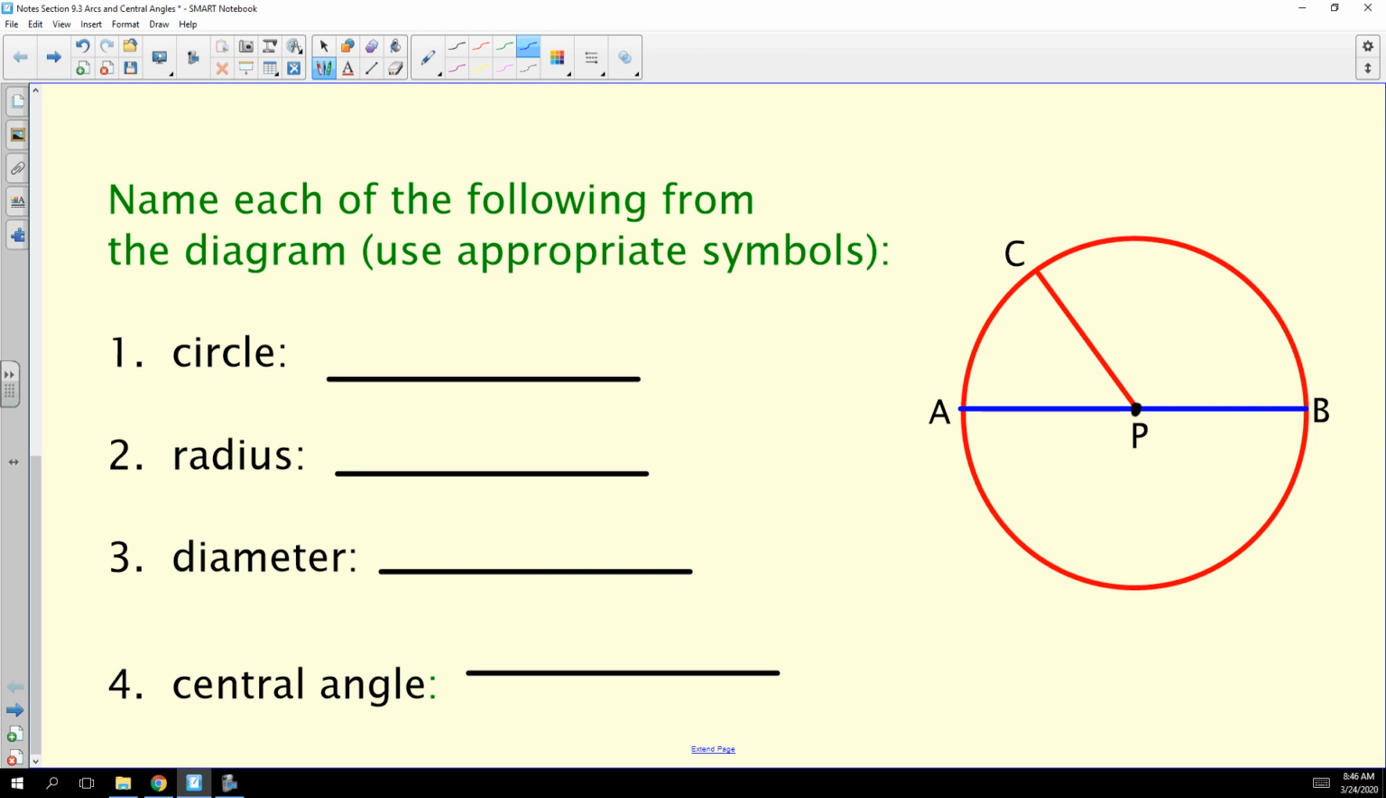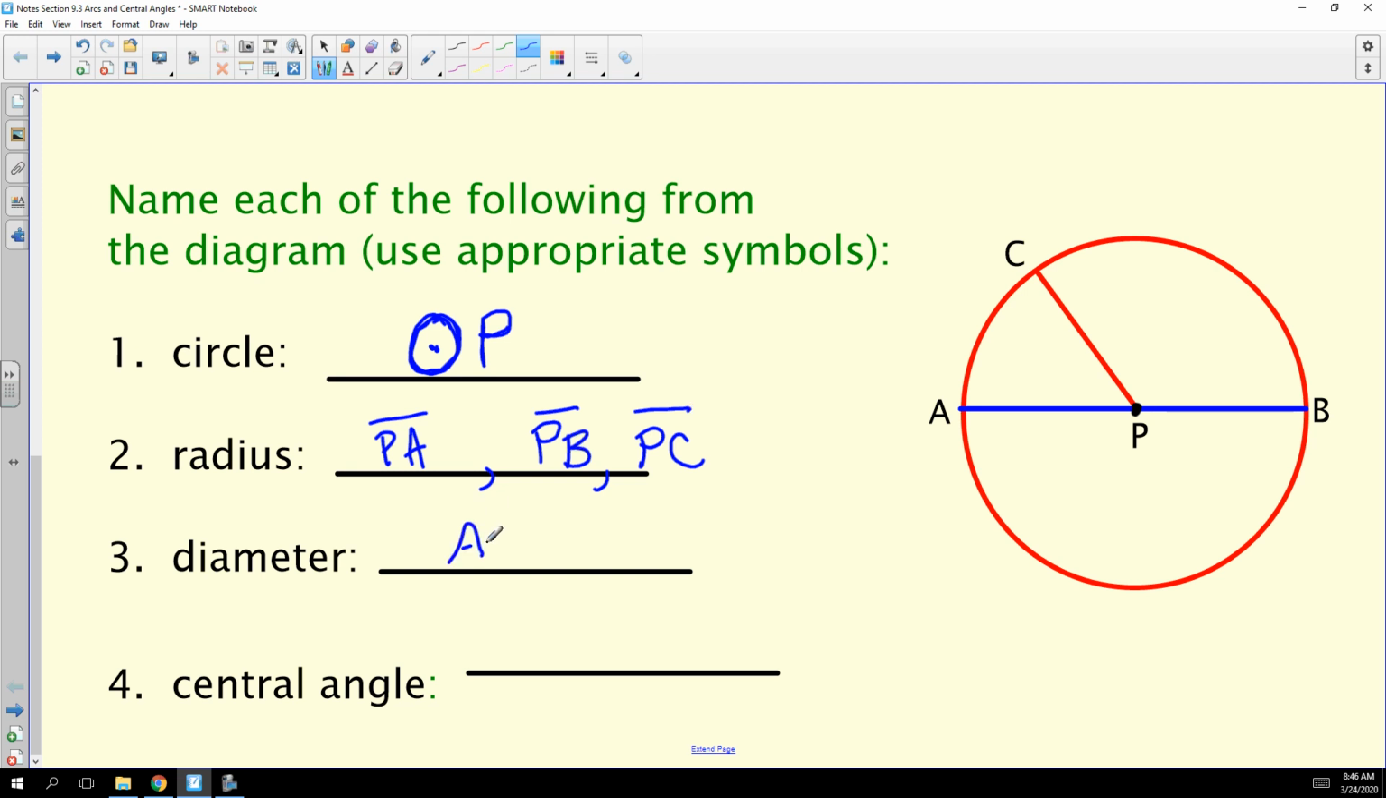Got it? Okay, so this would be circle P. We always name a circle by its center, and the symbol for circle looks like an itty-bitty circle with a dot in the middle of it. Radius could be segment PA, or segment PB, or segment PC. They are all radii of a circle. Each one is a radius.